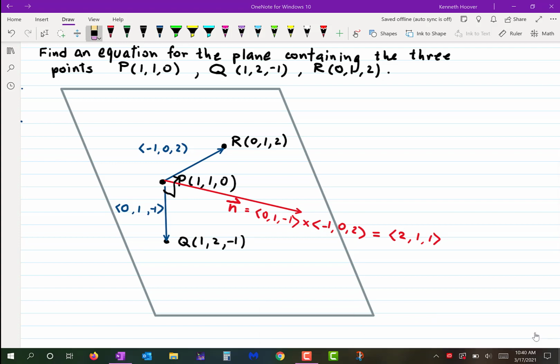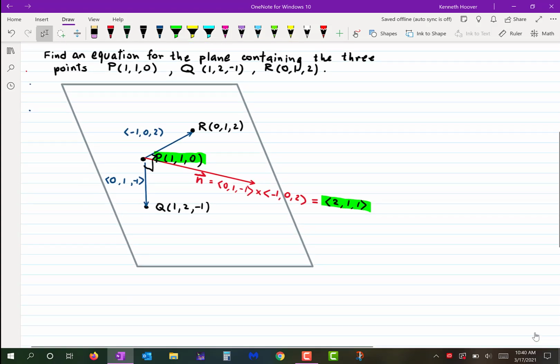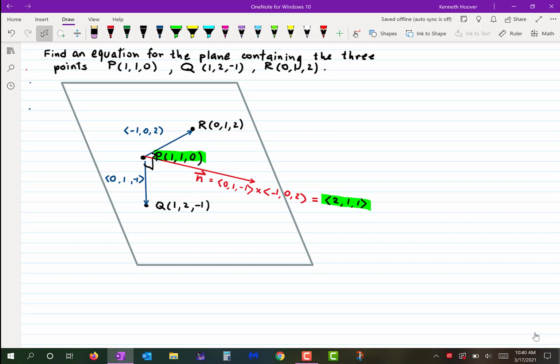So let's take that normal vector and let's just take the point P, although I could also use Q or R, it doesn't matter. You just need any point on the plane, but we'll just take P and let's write the equation of that plane. Okay, so how's that go?